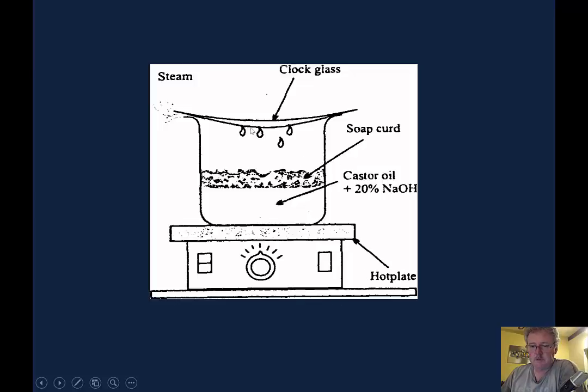So here you can see the reaction. We have steam forming that's escaping, so we need to add some water. The watch glass just prevents too much water from evaporating. Our oil, we're going to use olive oil. We have our soap.